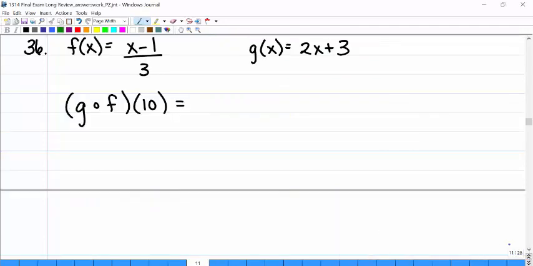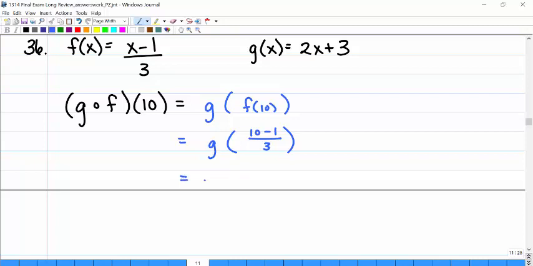Number 36, f of x equals x minus 1 over 3. g of x equals 2x plus 3. I'm to find the composition g composed of f of 10. To do that, we need to find g of f of 10. How do you find f of 10? In your f function, everywhere you see an x, you're going to plug in 10. So I get g of 10 minus 1 over 3.